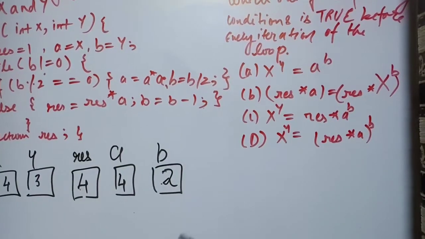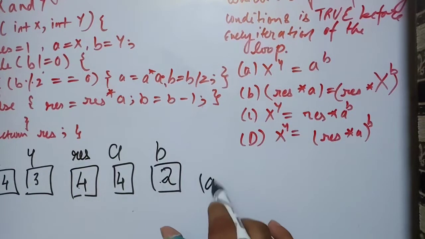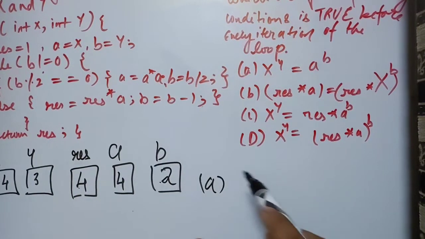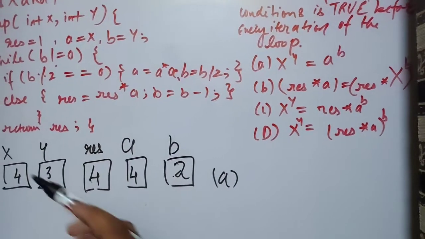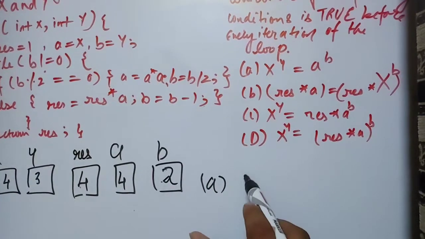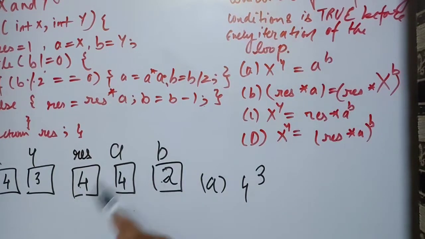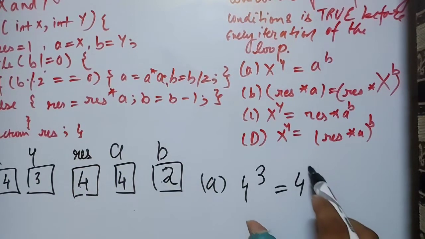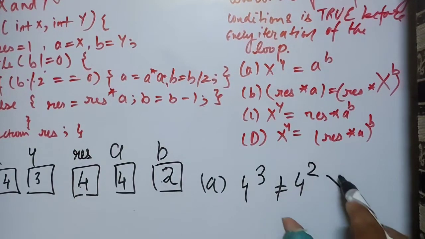Now the conditions which are given to us are, first let's check the first option, which is a. X to the power y means here x is 4, so 4 to the power 3 is equal to a to the power b. A is 4 and b is 2, so is it equal to 4 square? No, as we know that 4 cube is not equal to 4 square, so this option is false.